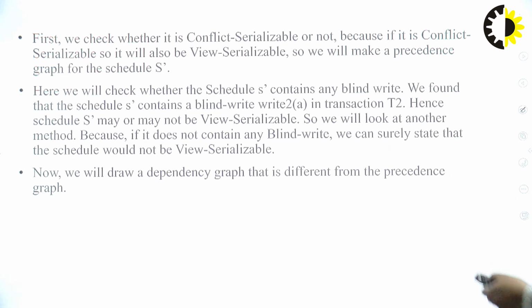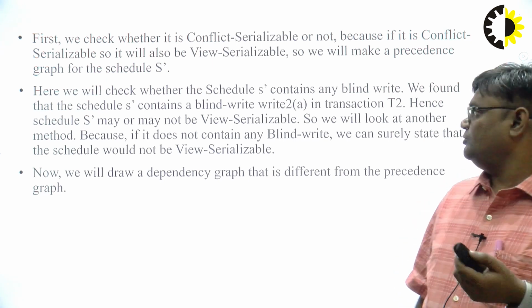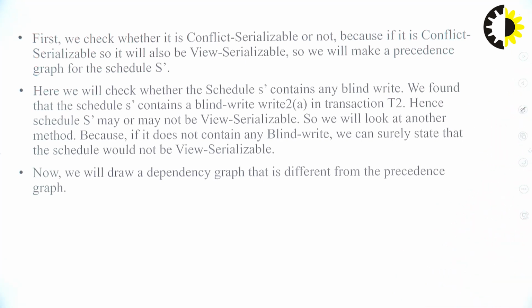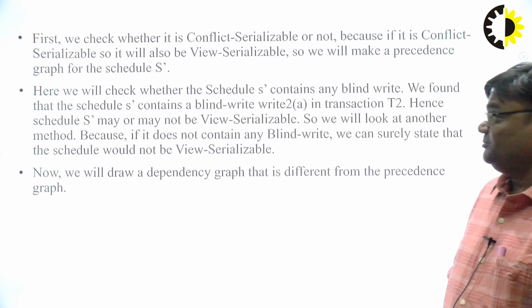So first we check whether it is conflict serializable or not, because if it is conflict serializable, it will also be view serializable. So we make a precedence graph for the schedule S dash, and here we check whether the schedule contains any blind write. We found that the schedule contains a blind write, as we have already seen in transaction T2. Hence schedule S may or may not be view serializable. If it does not contain any blind write in the transactions, we can surely state that the schedule will not be view serializable.